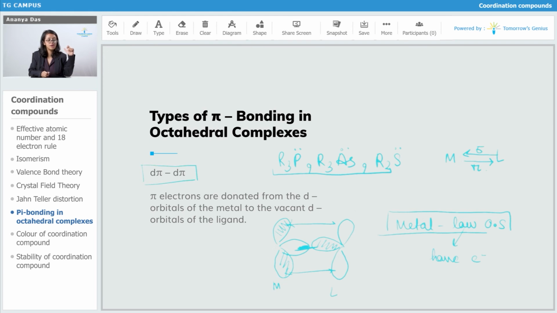This is called d pi d pi because the donation is happening from a d orbital to a d orbital. In the last one, the donation was happening from a p orbital to a d orbital, so it was p pi d pi. This is d pi d pi.